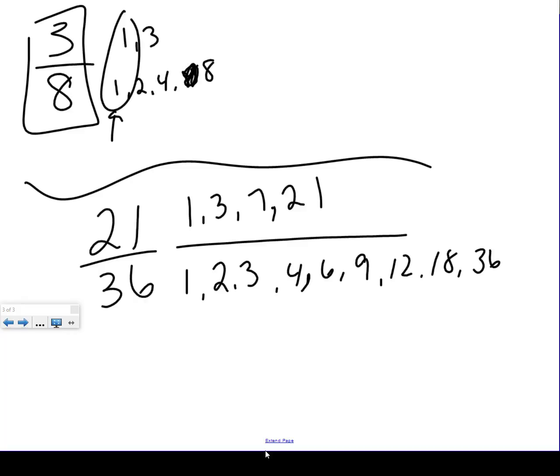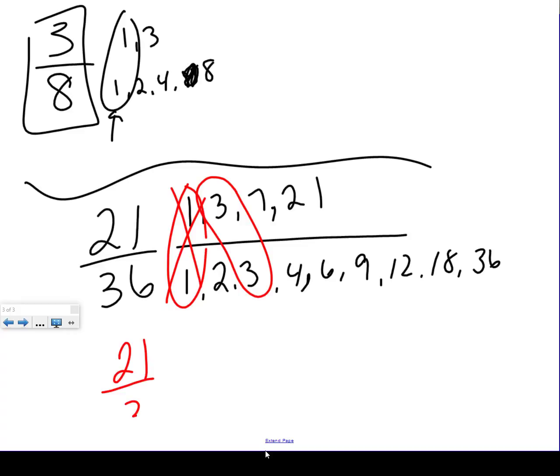And 36, I apologize. So I'm looking for, is there a number that matches in that top row of numbers and the bottom row of numbers? This one does, and this one does. Remember we said earlier that the 1s aren't going to change anything, so the 3s are what I have in common. So I'm going to take 21 over 36 and divide them both by 3.